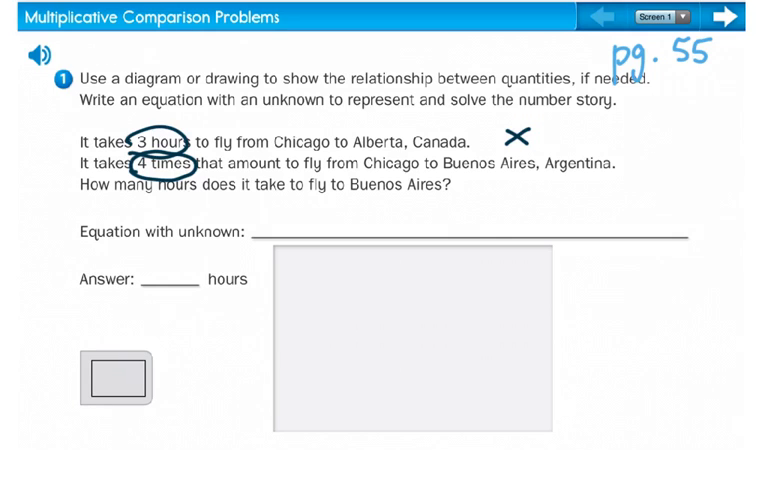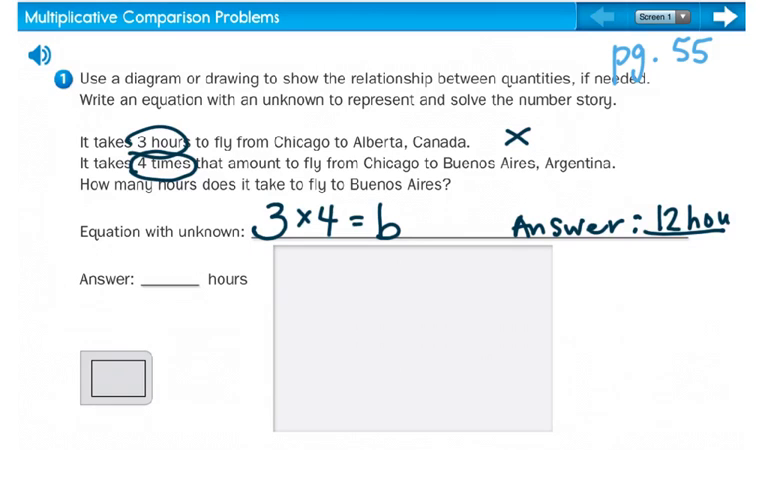So you would go ahead and write 3 hours that it takes to fly from Chicago to Alberta and 4 times that amount. Now it asks us to put a variable. So I'll put B for Buenos Aires. Then it asks for the answer. Your answer is over here, mine is below. But the answer is, what is 3 times 4? 3 times 4 is 12 hours.